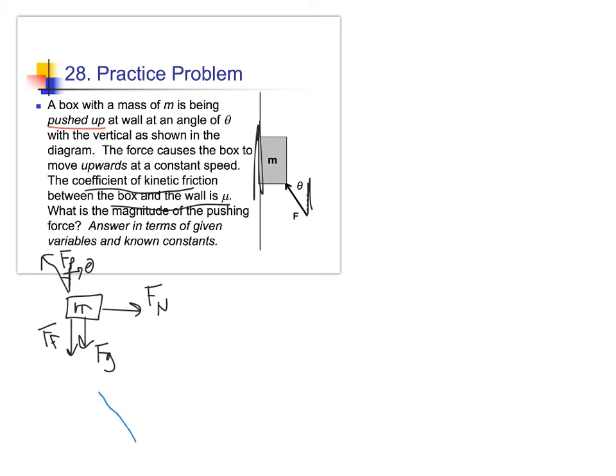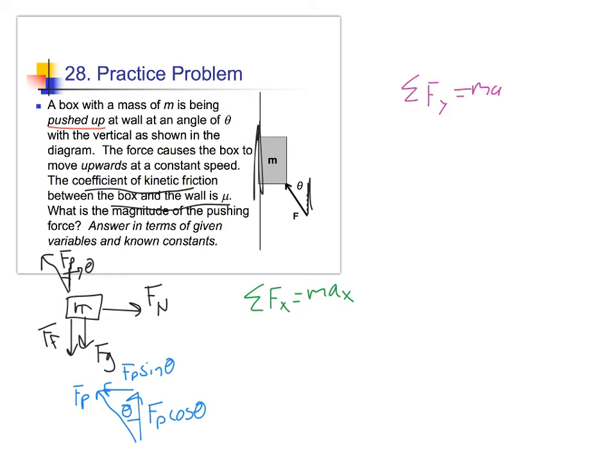First thing, I'm going to take that pushing force, Fp, and down here I'm going to break it into its components. Theta is that angle we knew, so the y side is Fp cosine theta, because it's the adjacent side, and the x side is Fp sine of theta. Once I have that, I can start setting up my Newton's second law: sum of the forces in the x equals max, and in the y, sum of the forces in the y equals may.